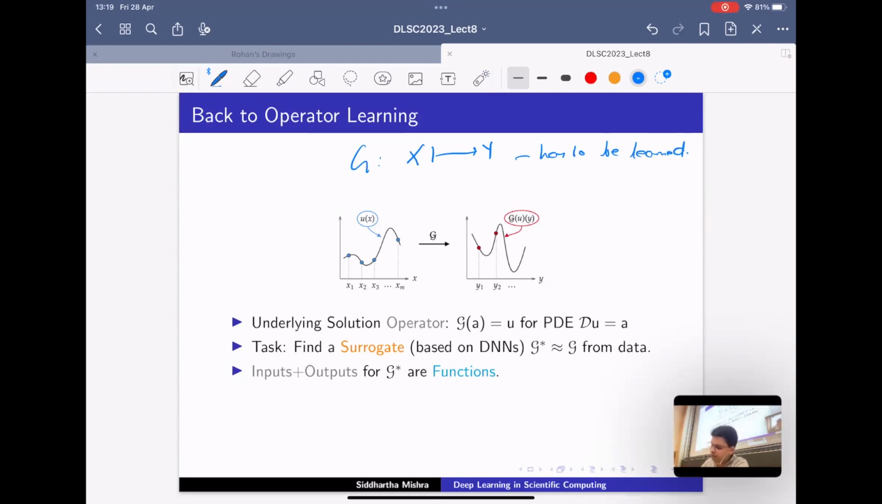And remember that this is my input, which is a function. This is my output, which is another function. And we have to learn that. And we have to find a surrogate. So inputs and outputs are functions. You cannot just work with numbers. You have to work with inputs and outputs. And this is what we do for the remainder of this lecture and the next couple of lectures. We genuinely have to deal with functions.